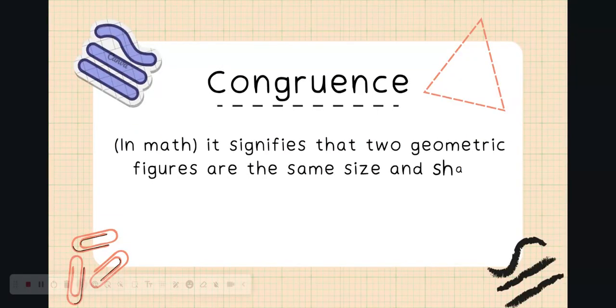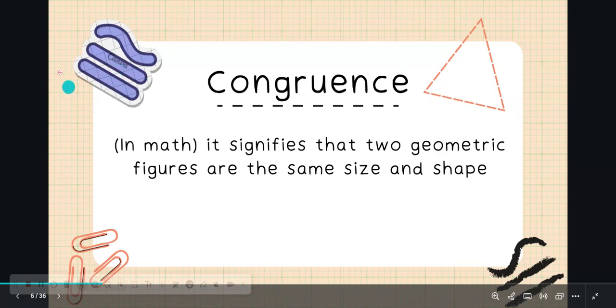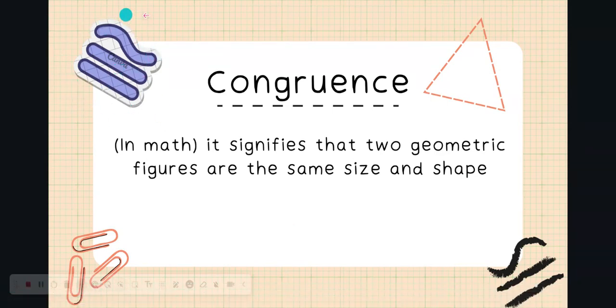The first word we need to know is congruence. In math, it signifies that two geometric shapes are the same size and shape. And the symbol we use to represent this is over here. In this video, I'm going to be saying congruent a lot, so it's good to know what it means.